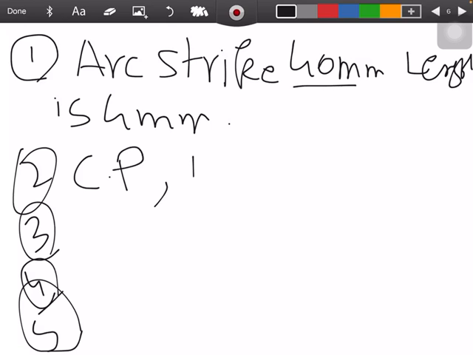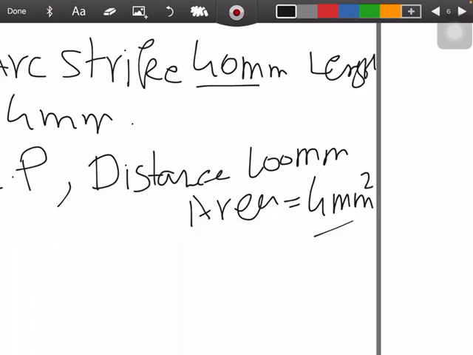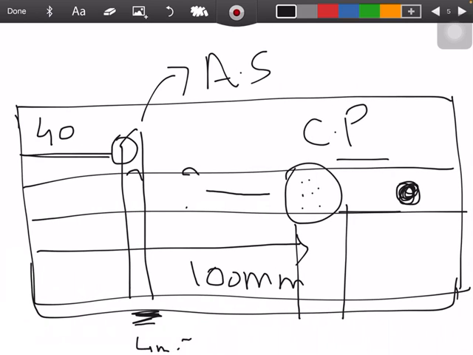Distance from the datum line is 100 mm, and the area you will find from your scale. A flexible scale will be given to you during the exam, and you will write the area, for example 4 mm square or whatever it is. You will mention the area of the cluster porosity. Similarly you will mention other defects.